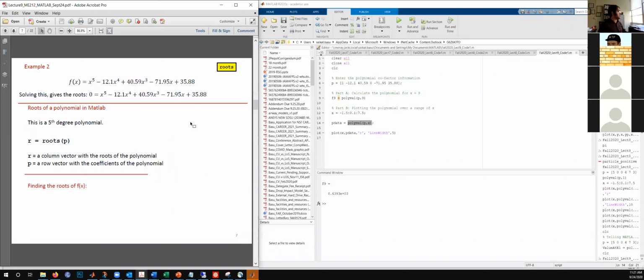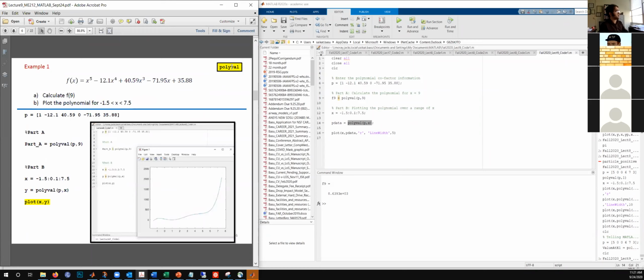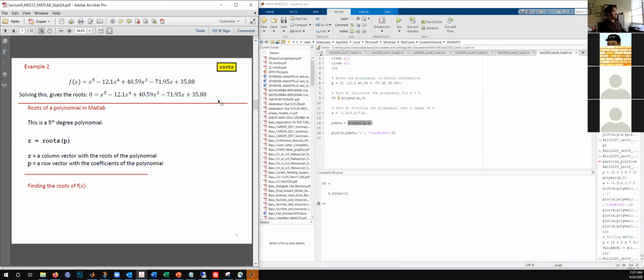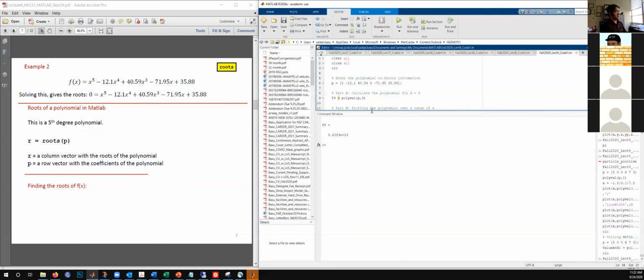Okay, so let's move on. We just covered polyval. The next command that we want to do is something called roots. And the name itself suggests what it is meant for. So imagine you have a polynomial. Using the roots command, you can figure out the roots of that polynomial. And by roots, of course, you guys have done algebra before, those are the values of x for which the polynomial would be 0. So let's see an example for this.